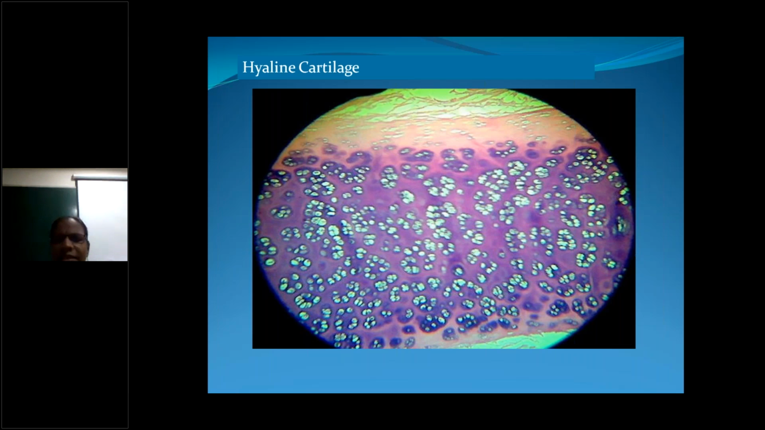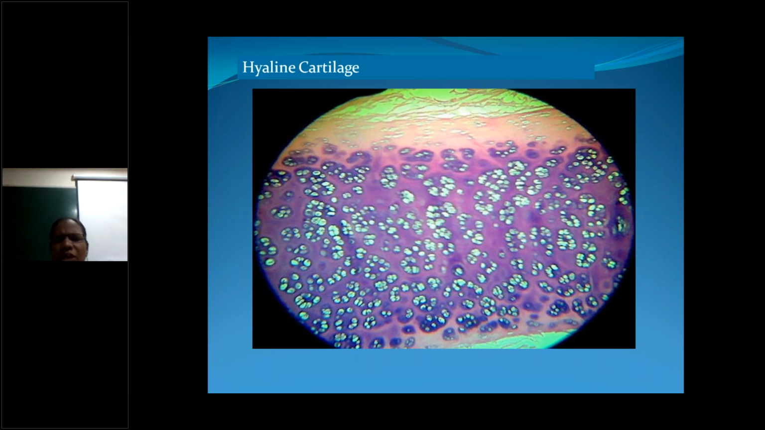What we are seeing in the slide is the trachea section. So the basic identification points: perichondrium is present, homogeneous transparent basophilic matrix is seen. In the center, isogenous groups of chondrocytes are present. They are irregularly arranged, and you are able to see territorial matrix and interterritorial matrix.